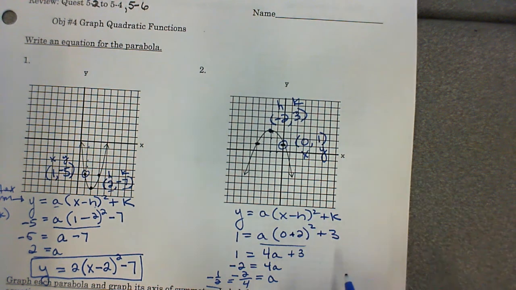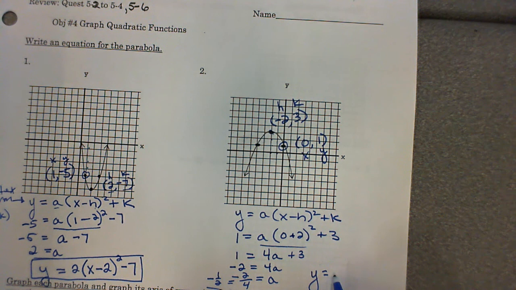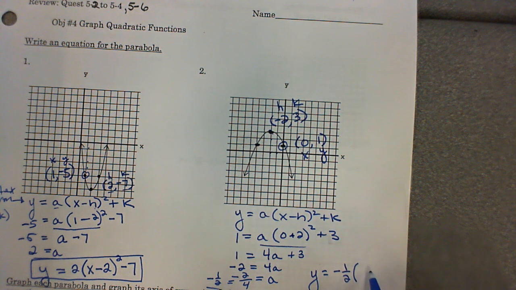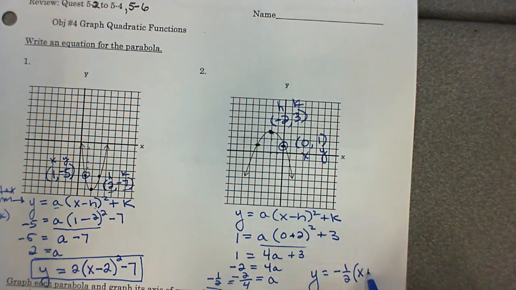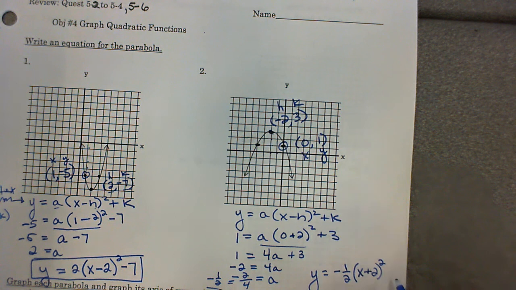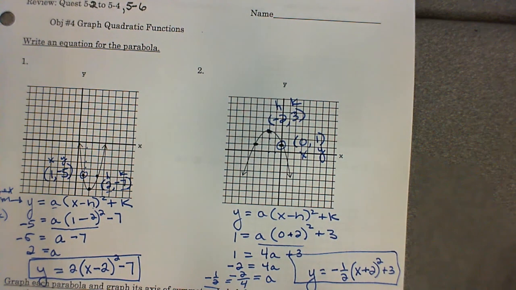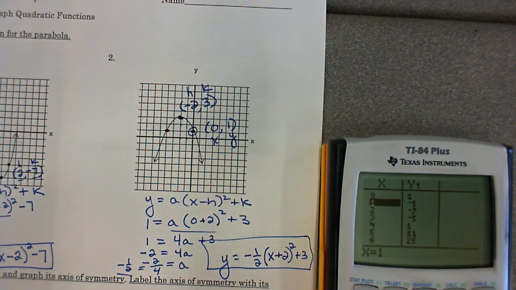And then there's your h and your k, so we can write our final equation. y equals a, which is negative 1/2, times (x minus our negative 2, so that's plus 2) squared, and then plus our k, which is 3. So there's your equation. Again, we could check it very quickly.